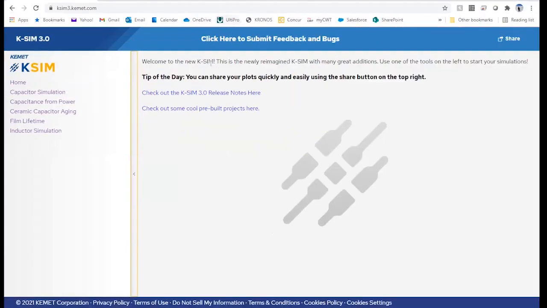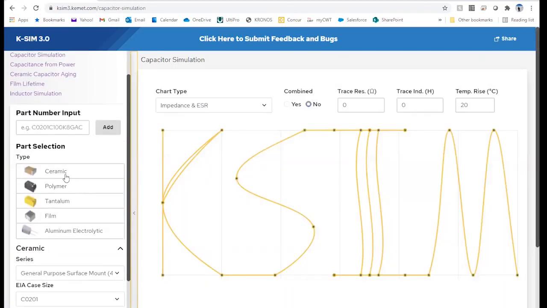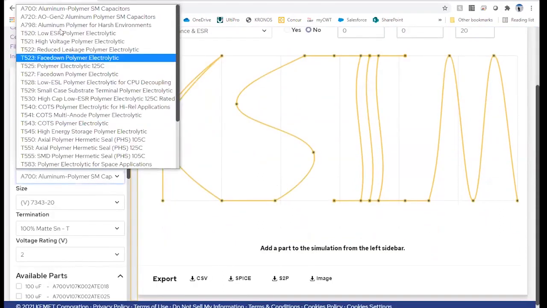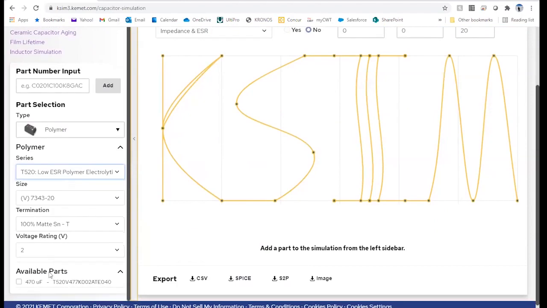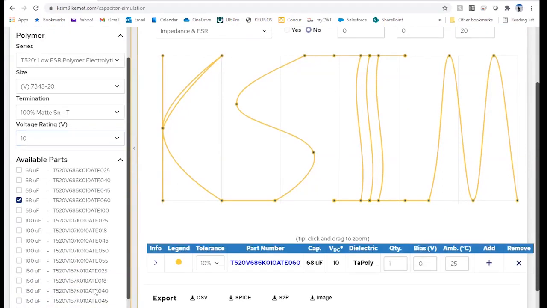So on our website, we have what we call KSIM. It's a simulator. You could reach it by going to ksim.kemet.com, or if you're on kemet.com, under the menu bar, it'll say Design Tools, and you could click on KSIM. We have a capacitor simulator where you could select a technology or enter a part number, and I'll just select a polymer T520, which is the series that we were talking about earlier. Let's do a 10 volt part, and do 68 microfarads.